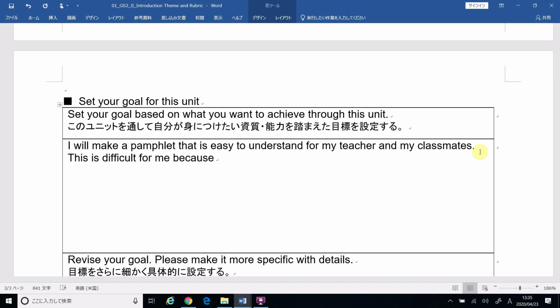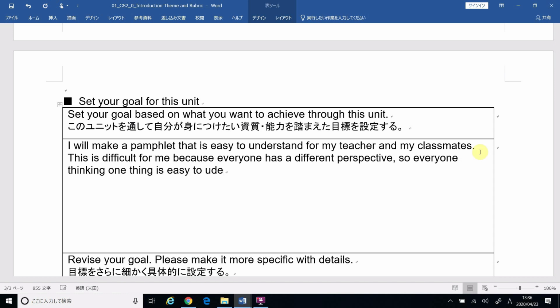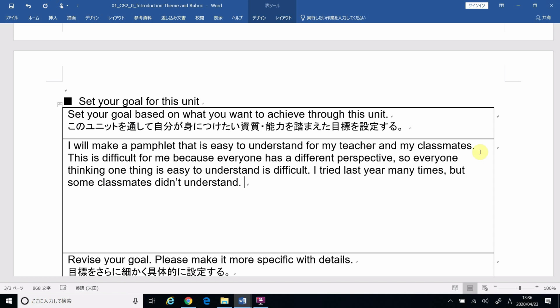Well, this is difficult for me because everyone has a different perspective. So everyone thinking one thing is easy to understand is difficult. I tried last year many times, but some students, some classmates didn't understand. Thank you, autocorrect.